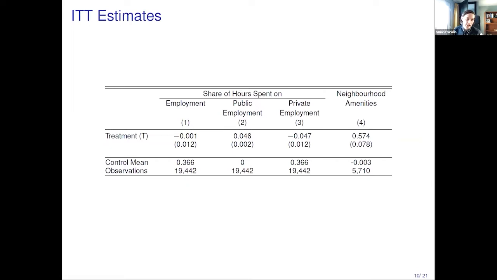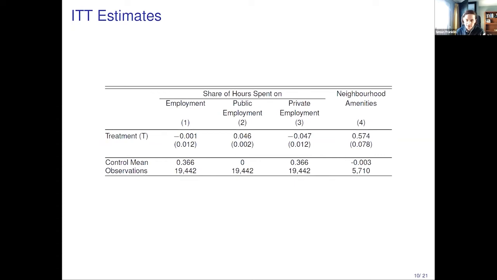So we start by looking at employment outcomes in this reduced form analysis. The main takeaway is that this program provides a lot of public employment. So 4.6% of people's total time across all people in these treated areas is spent on public works. But what's striking is that it's crowded out 1-for-1 from a reduction in private sector work.